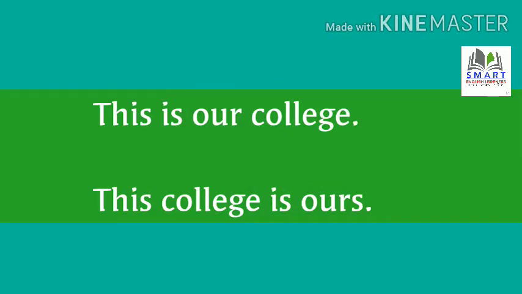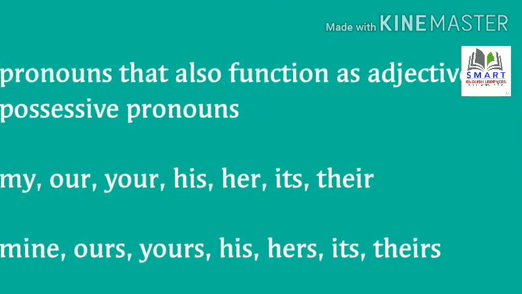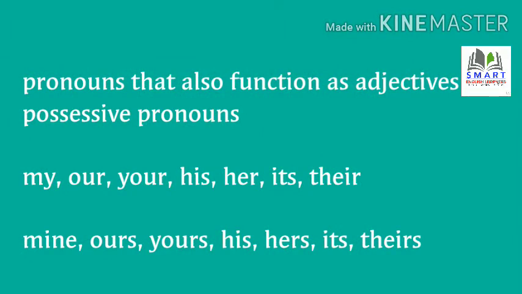Let's take another example. This is our college. This college is ours. So we have a list of pronouns that also function as adjectives. These pronouns are called possessive pronouns. My, our, your, his, her, its, their, mine, ours, yours, his, hers, its, theirs.